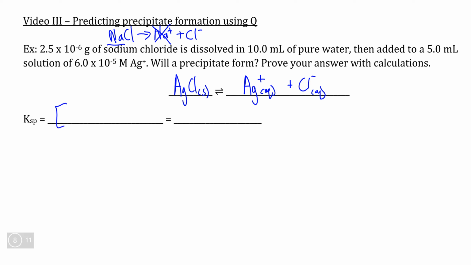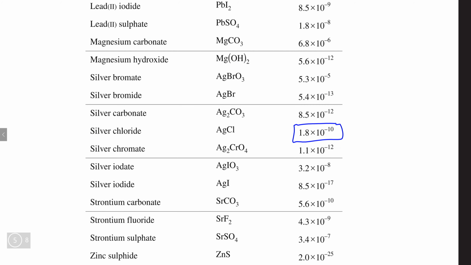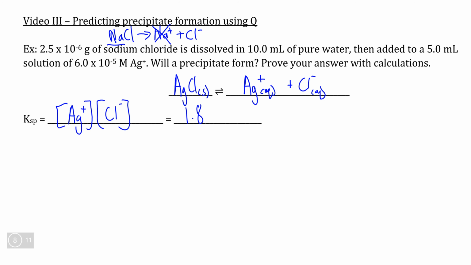From here, we can write our KSP expression, which is simply the concentration of Ag+ times the concentration of Cl-, and if we go to our KSP data table, we can find that the KSP value of AgCl is 1.8 times 10 to the negative 10, so let's write that here for reference.